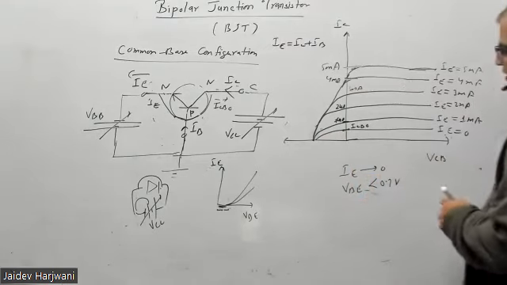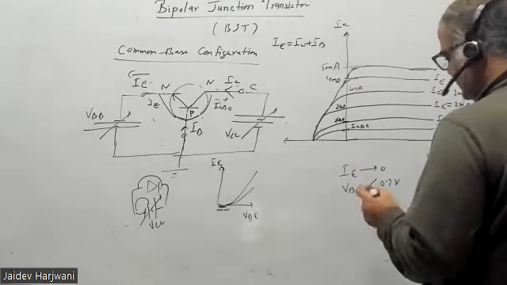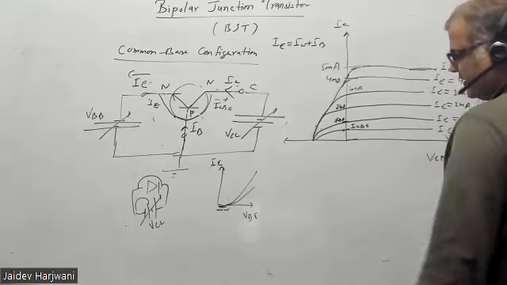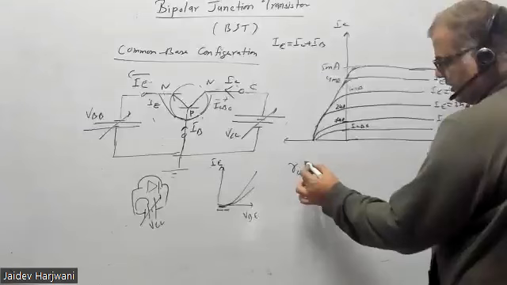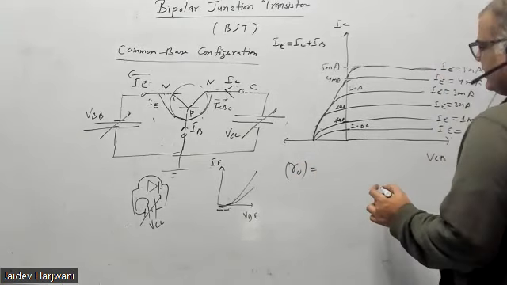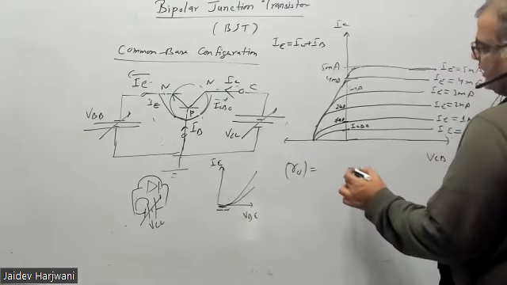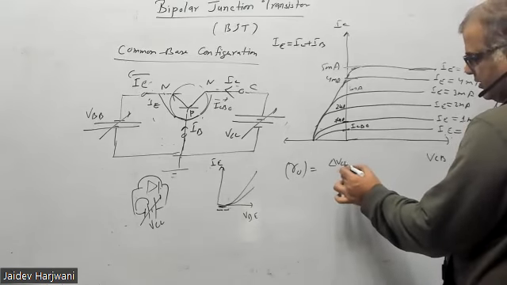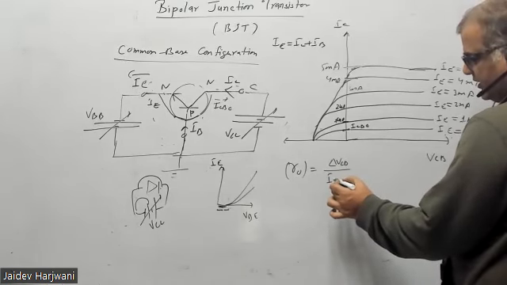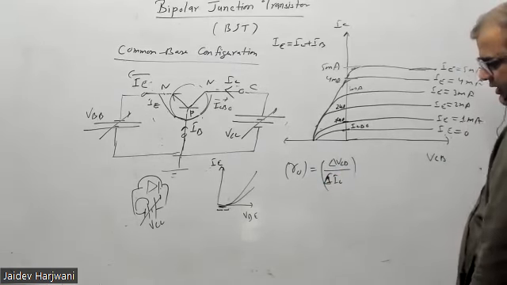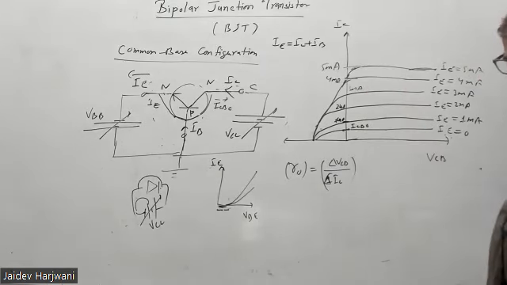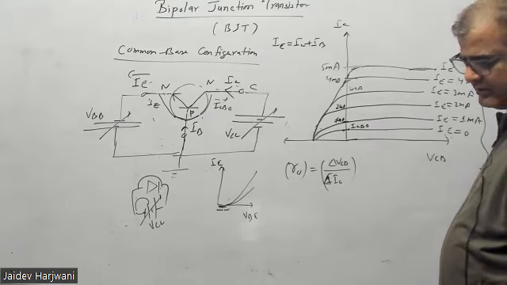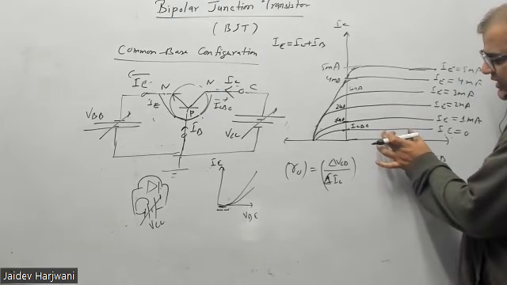Now, what is the important thing for us to remember here? I told you the input resistance. Now I'm on to output resistance, RO. Output resistance is basically what? Tell me, delta VCB upon delta IC. What is the value of delta IC here? Tell me for each curve. For this curve, what is the value of delta IC?